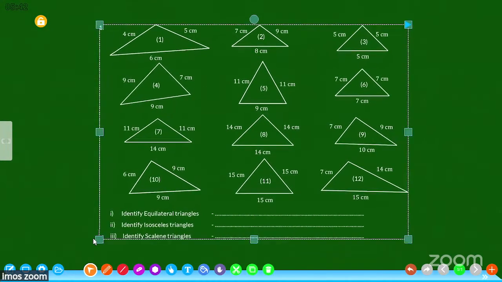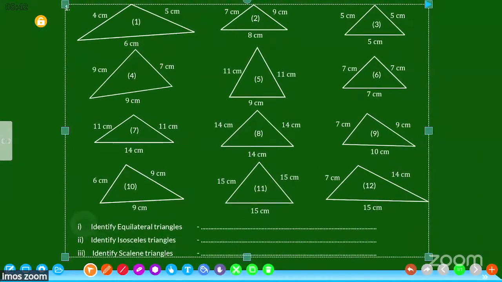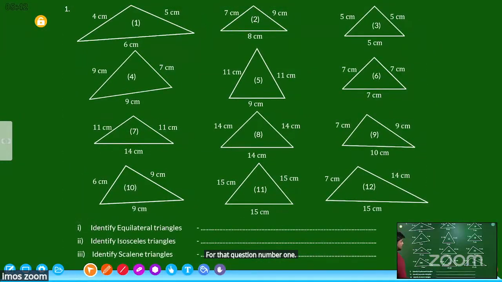For question number one, some triangles are given. Put number one in your notebook, hurry up, and draw the figures.